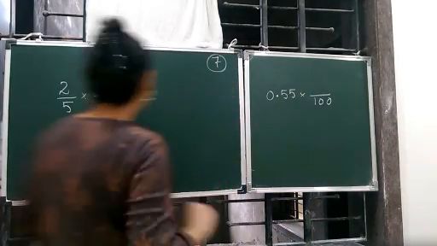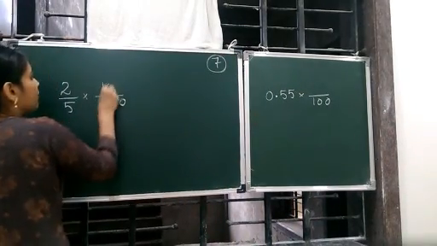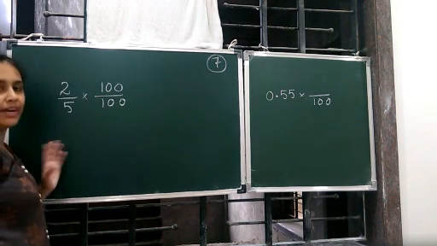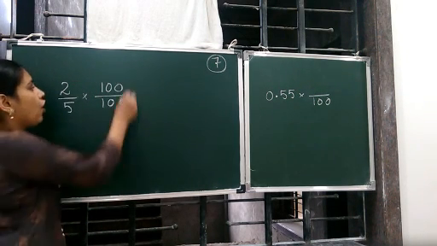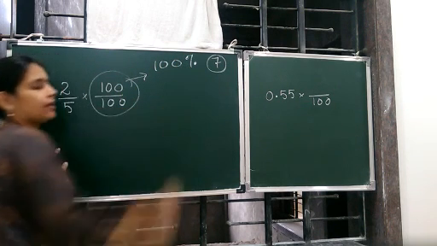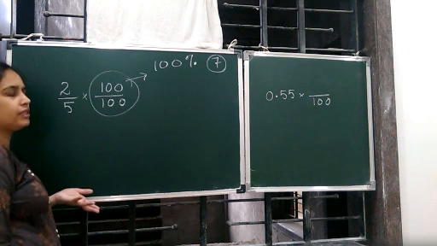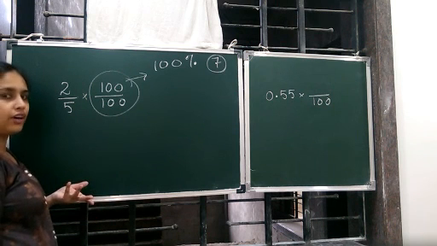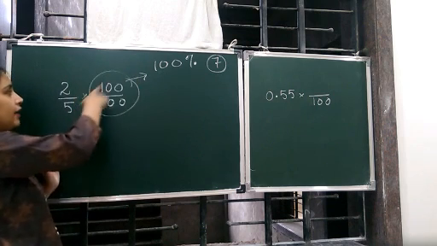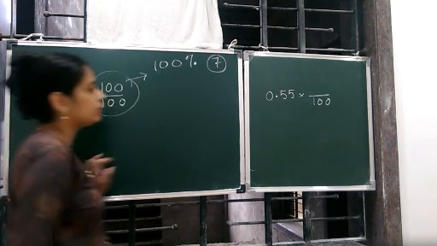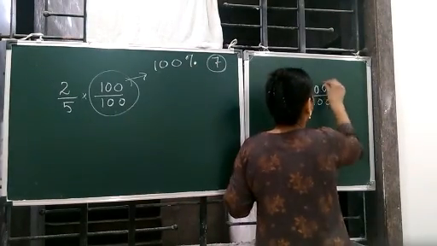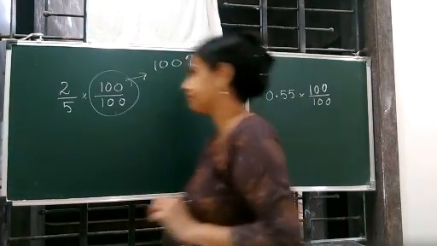So that means we simply multiply the numerator and the denominator by 100, or you can also say multiply by 100%. 100% means 100 per 100, that is 100 upon 100. So either you can say multiply by 100% or multiply by 100 by 100. Here also, either multiply by 100% or multiply by 100 by 100.